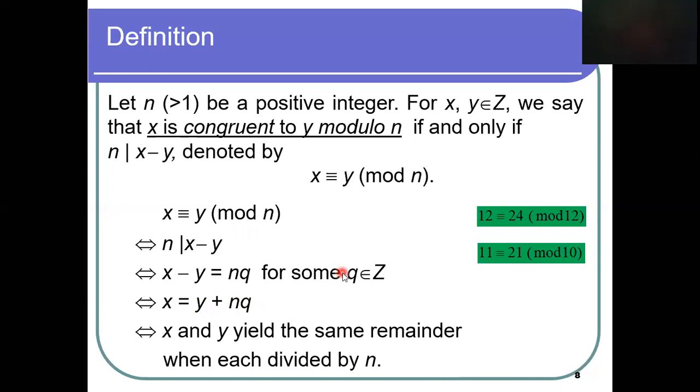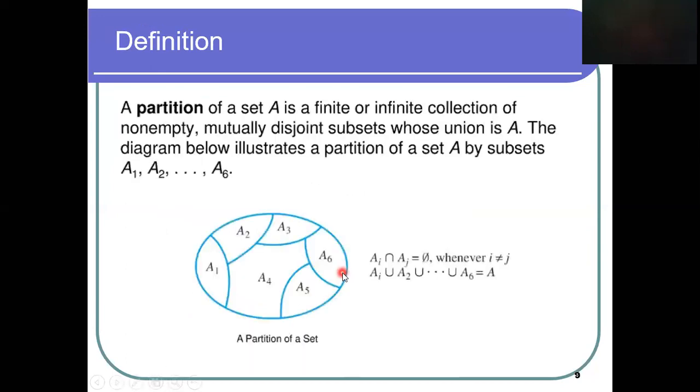So, dear student, let us elaborate what these modulo classes do with any set. Let us introduce the idea of partition. A partition of a finite or infinite set A is a collection of non-empty mutually disjoint subsets whose union is A. The diagram below illustrates the partition of a set A by the subsets A1, A2, up to A6.